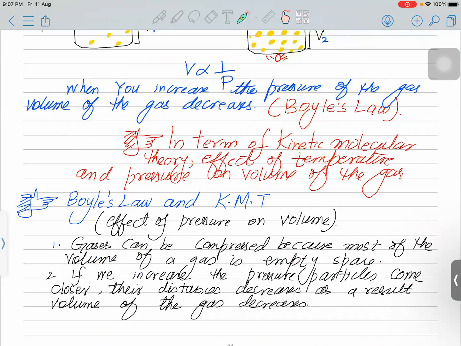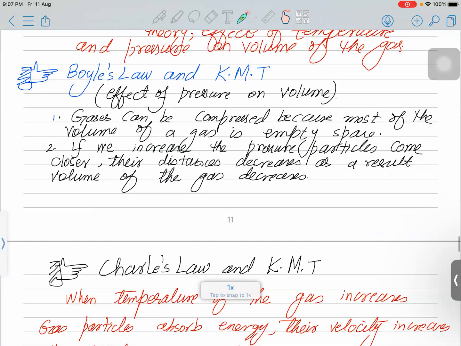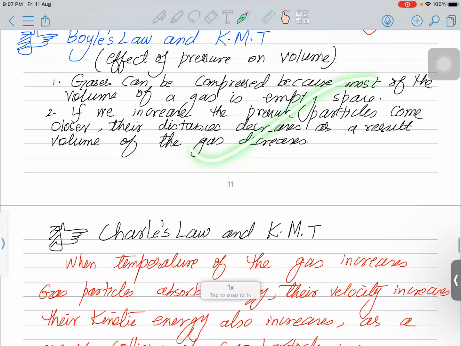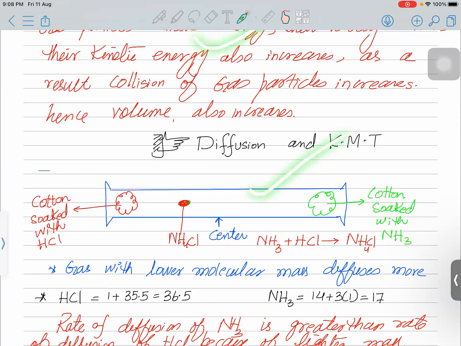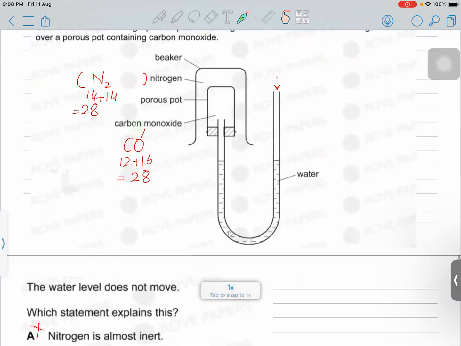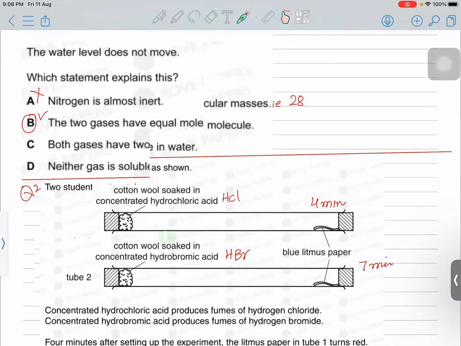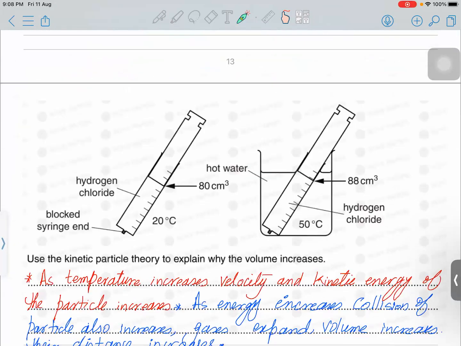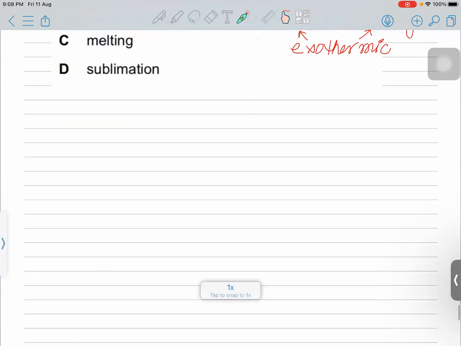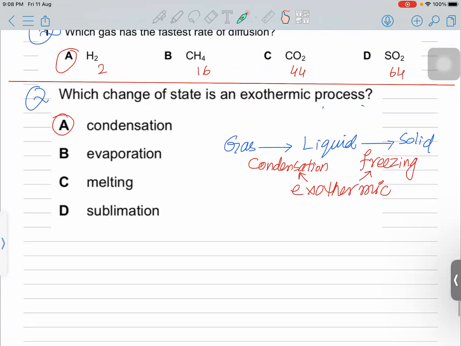Then we discussed, in terms of kinetic molecular theory, the effect of temperature and pressure on the volume of the gas. This is all about the third lecture, right? Then Charles law and kinetic molecular theory, then diffusion and kinetic molecular theory, right? Then we discussed a few questions of kinetic molecular theory and diffusion, right? So this is the end of the chapter.